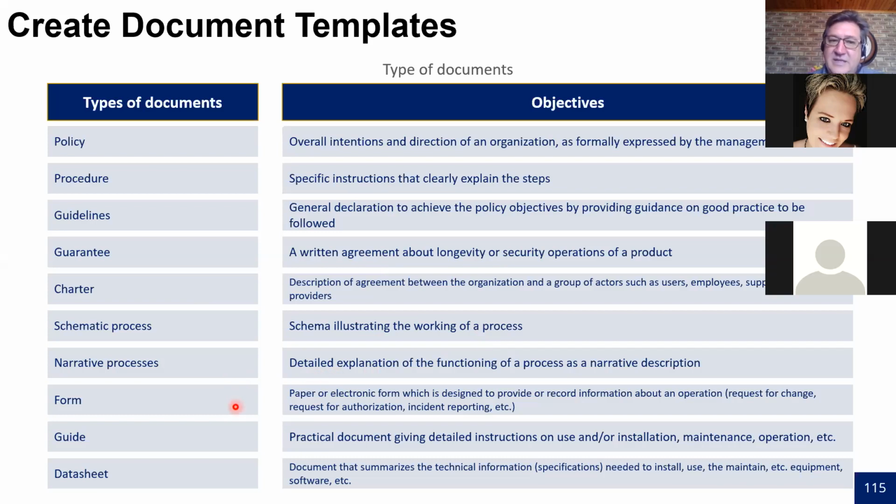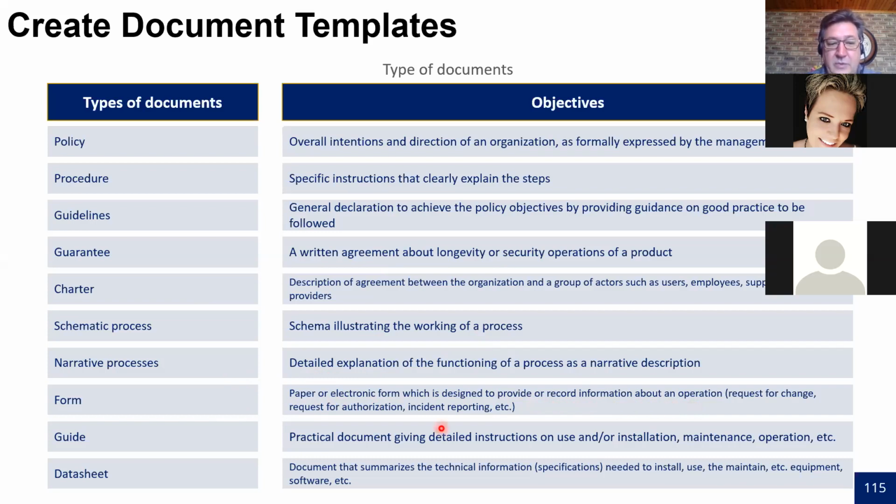A form, as I have explained to you earlier, is a paper or electronic form, which is designed to provide or record information about an operation. So this is now a template, a checklist. It doesn't matter what, it is a form. Now that form, if it's not completed, it is level 3. If it's completed, it is a level 4.